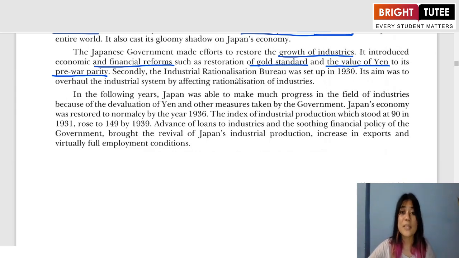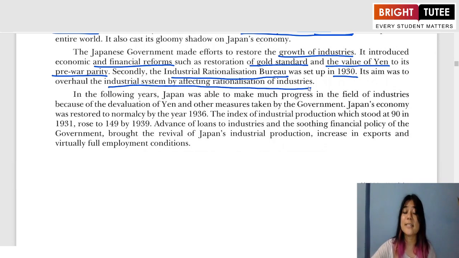Secondly, the Japanese government set up the Industrial Rationalization Bureau in 1930. Now, the aim and objective of this bureau was to overhaul the industrial system by effecting rationalization of the industry. So, this was also done in an effort to restore the development of industries in Japan. In the years that followed 1920, Japan was able to make much progress in the field of industries, commerce and trade. Okay.